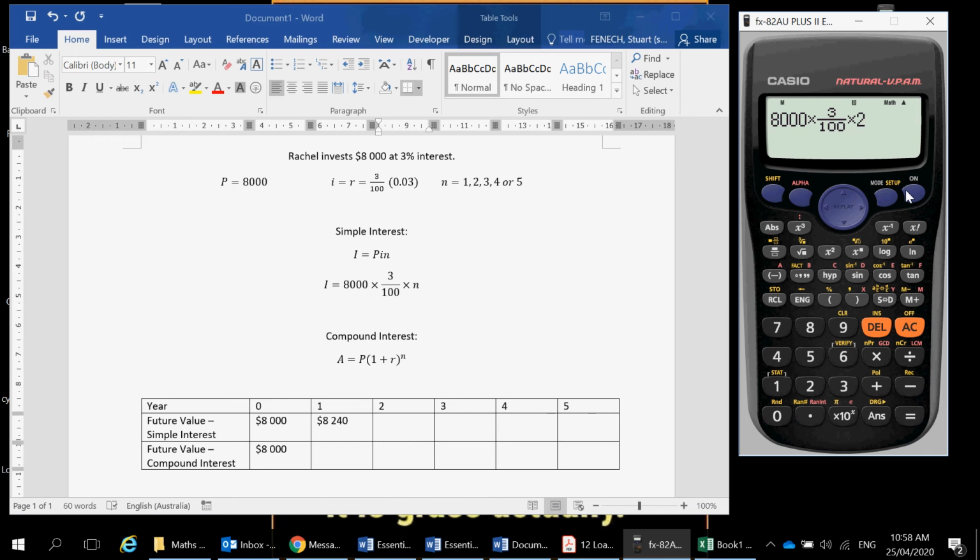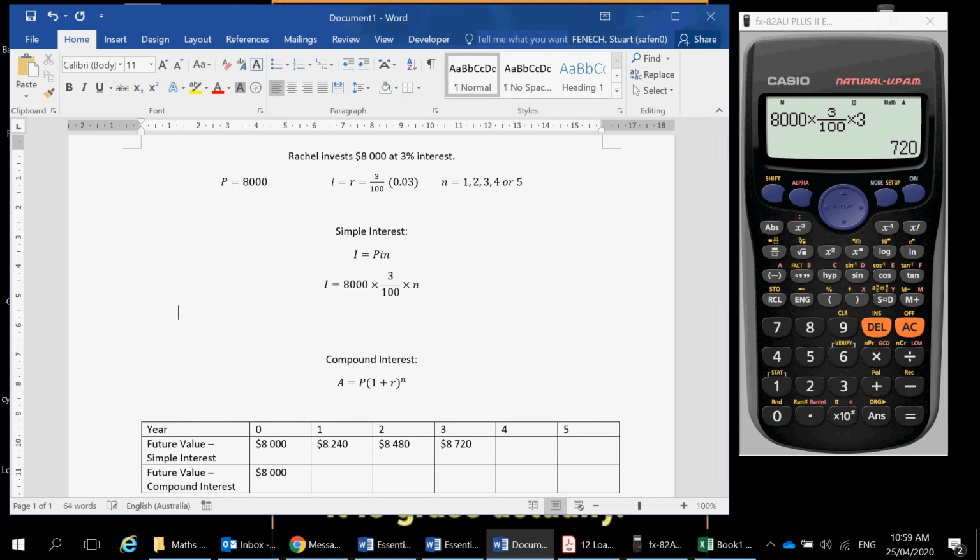Look, after 2 years, we do the same simple interest with n being 2, and you'll get 480. So compared to the original amount, after 2 years, you would have 8,480. You've got a total of $480 interest. After 3 years, just changing the n to 3, you will have got a total of $720 interest by that time. So I'll just note here: add the interest amount to the principal to get the total value at any moment in time.